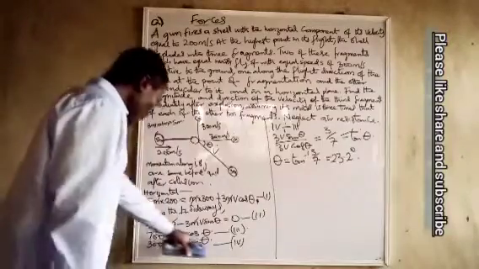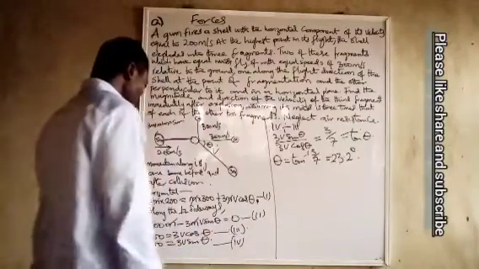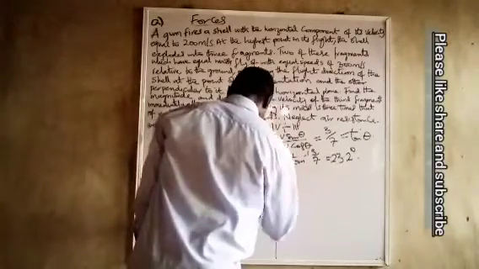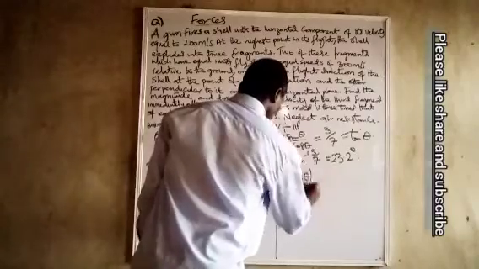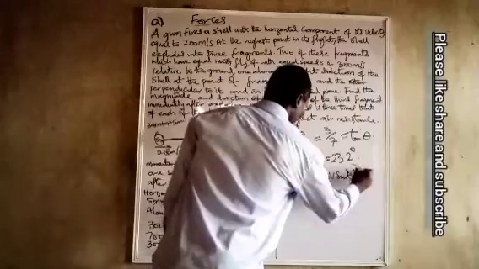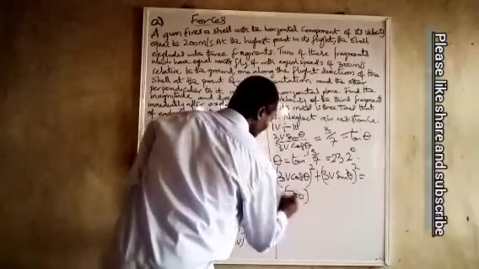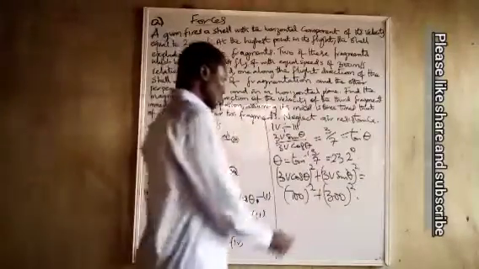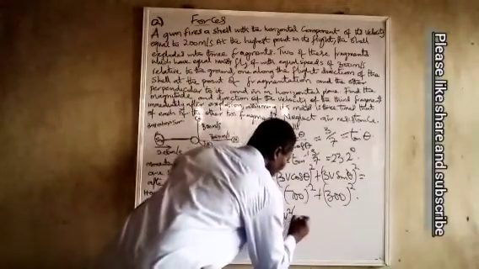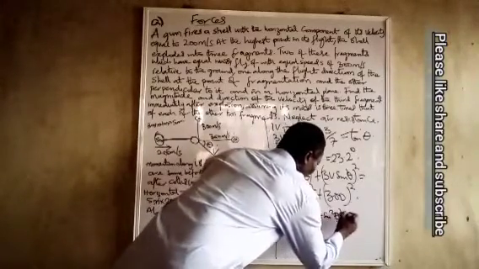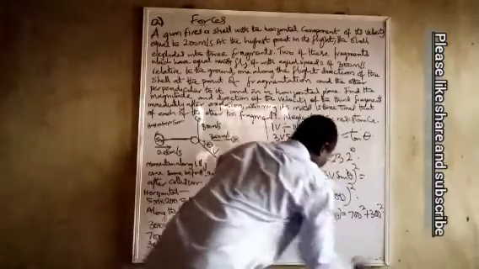For me to find what V is, let me square this, and on adding, I will get this. So 3V cos theta squared plus 3V sine theta squared is equal to 700 squared plus 300 squared. So from here, I can see that 9V squared into cos squared theta plus sine squared theta is equal to 700 squared plus 300 squared.